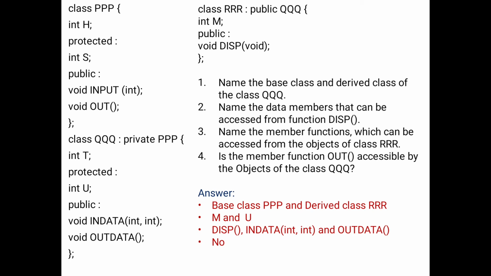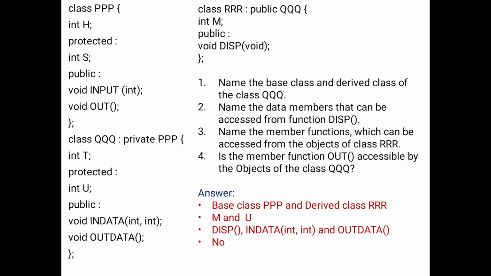If you see the relationship between these three classes, the class PPP is the base class. From there, class QQQ is derived, and then class RRR is derived from class QQQ, which means the class PPP acts like the grandfather. Then class QQQ is the intermediate base class. It is the derived class, but it also acts as the intermediate base class for the derived class RRR, like the grandfather, father, and child. So this is an example of multilevel inheritance.